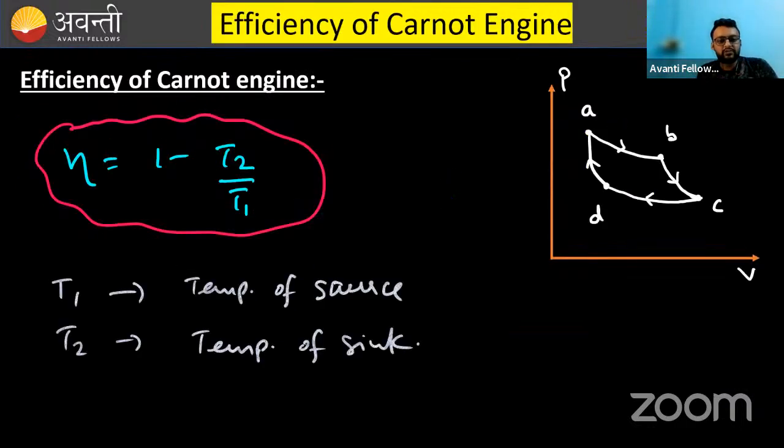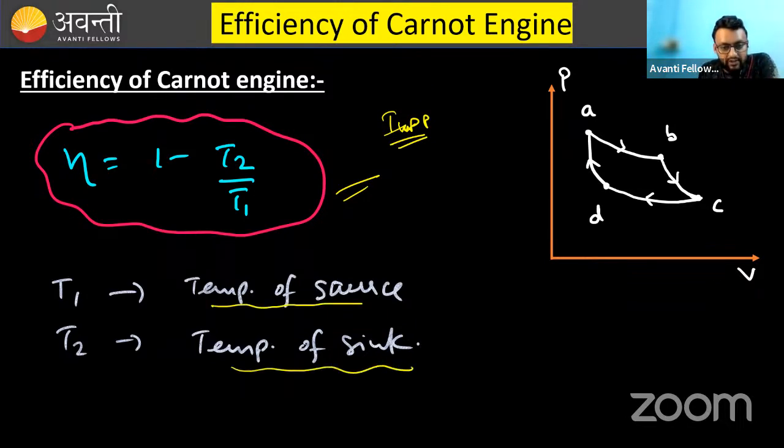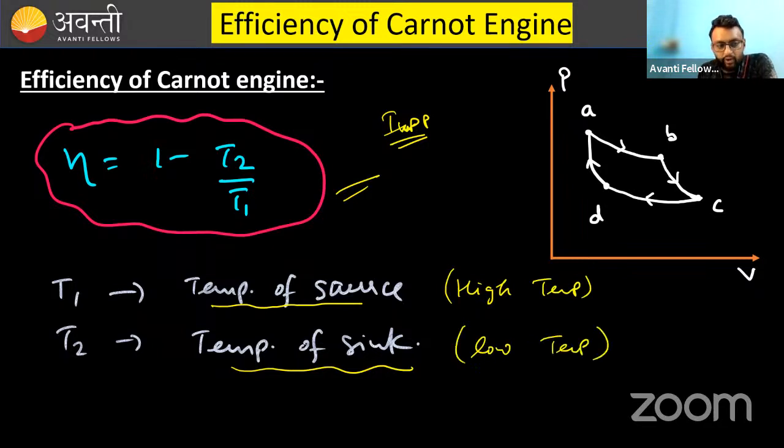Efficiency of a Carnot engine is what? Eta is equal to 1 minus T2 by T1. This is very important. Carnot engine is very important for your examination. T1 is the temperature of the source. T2 is the temperature of the sink. How can you identify the temperature of source and sink? Source temperature is high, and this is low temperature. Always.